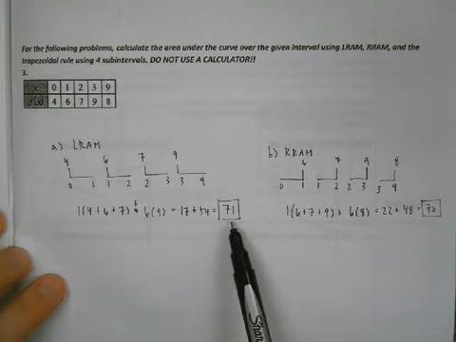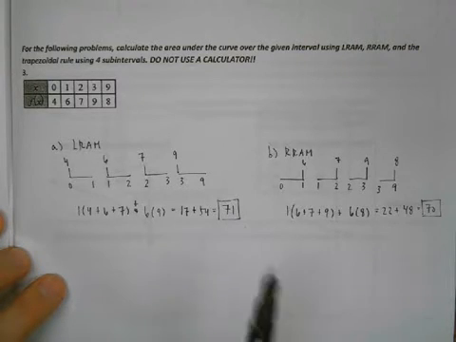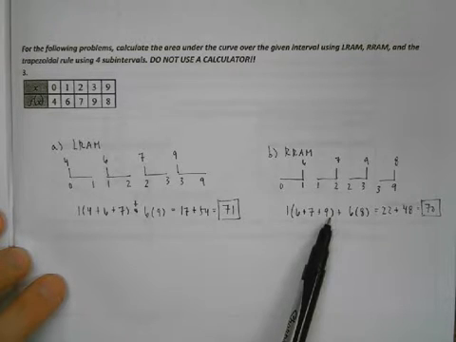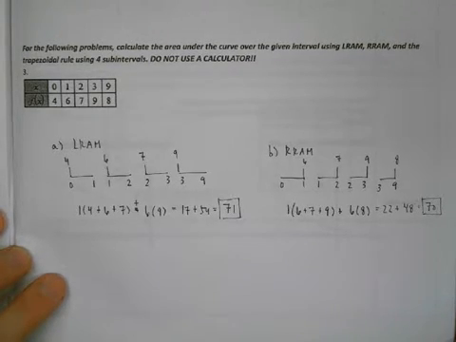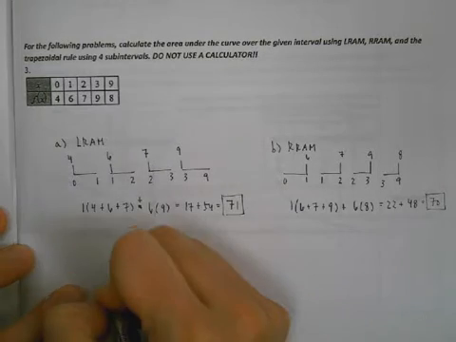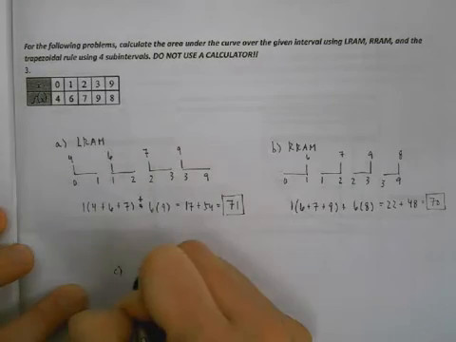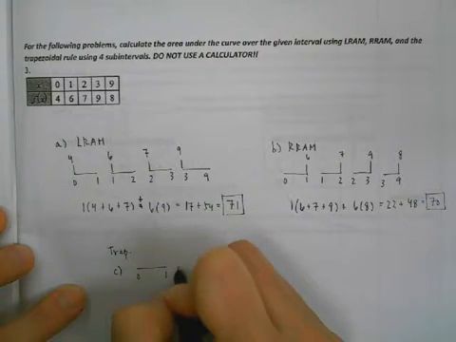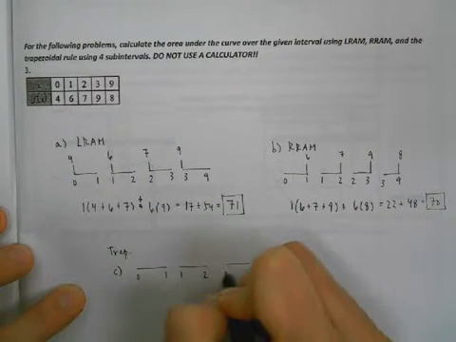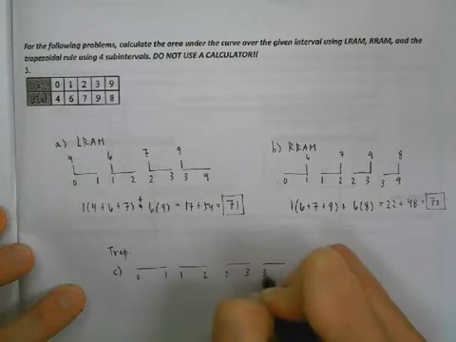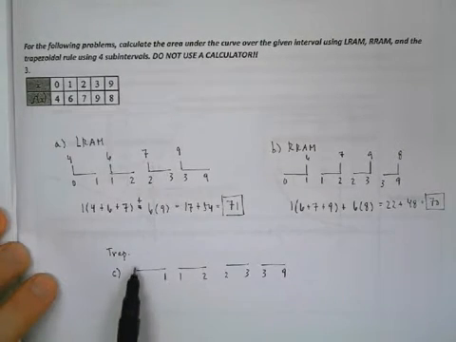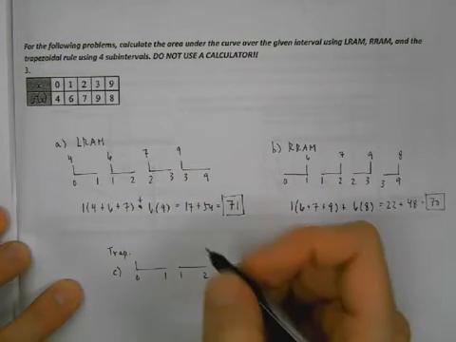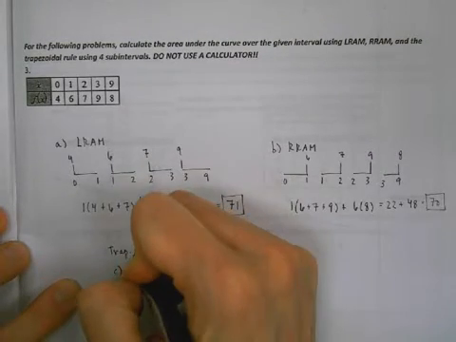So just thinking through this, I know that my trapezoidal approximation should be the average of LRAM and RRAM. So if I do this correctly, I'm looking to get an answer of 70.5. So let's go ahead and see if that shakes out. So this is our trapezoidal. So 0 to 1, 1 to 2, 2 to 3, and then 3 to 9. And again, for trapezoidal, I have to use both endpoint values. So let's see.